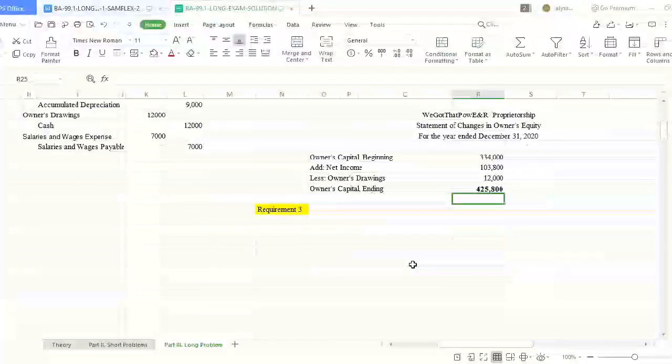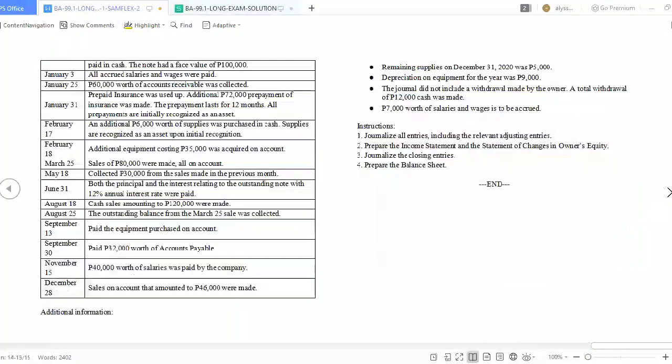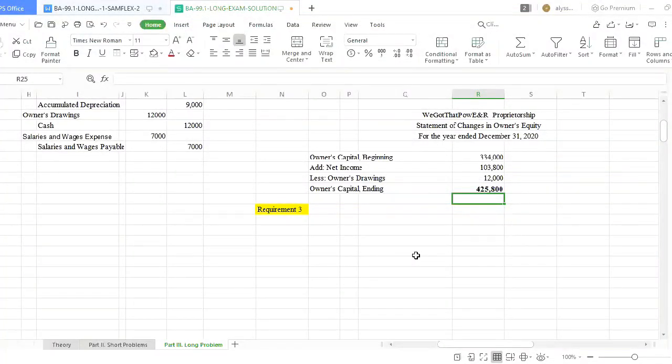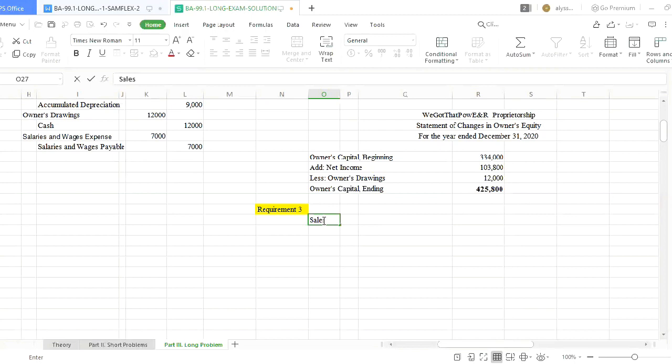For requirement 3, we're asked to journalize the closing entry. So what do we close? These are temporary accounts, so these are revenue and expense items. Let's start first with the revenue. Sales revenue has a normal credit balance, so to close it out, we debit it. So debit sales revenue, and then credit income summary. We know that the sales revenue is 246,000.